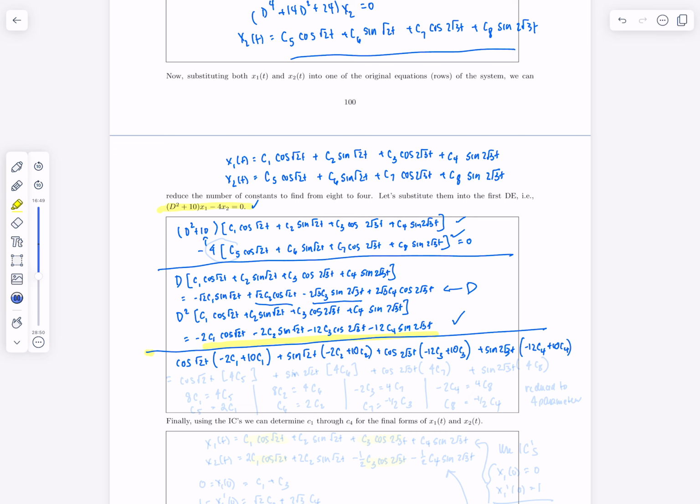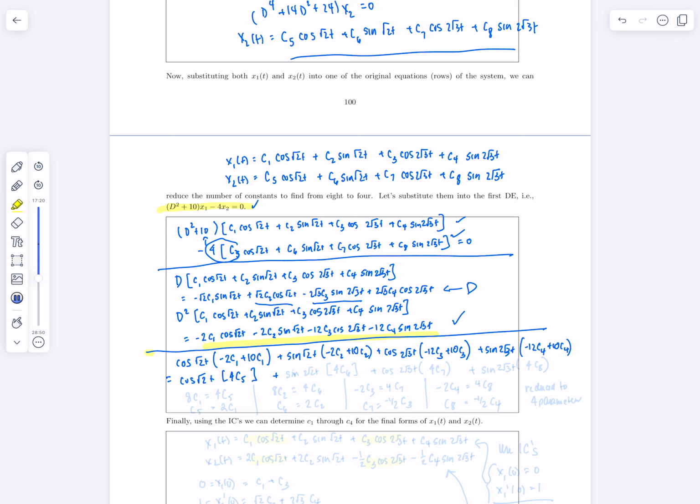So all we're doing is adding plus 10 for each of those terms, times each one of the corresponding cosines. That's just from the left, exactly what d squared plus 10 is going to do. And that has to be equal to what? Cosine of square root of 2t times 4c5. Right? Because look at what's in front of that term when you put it on the right-hand side.